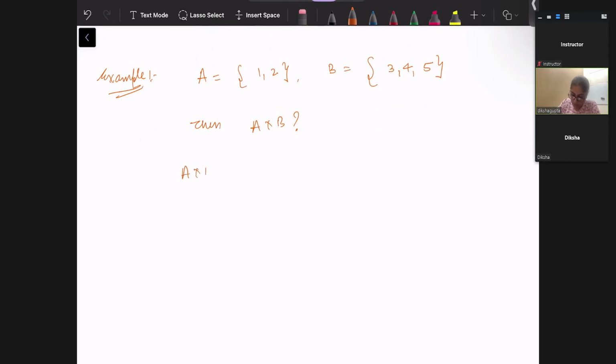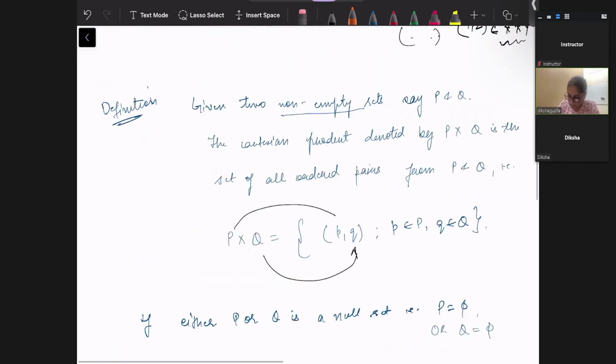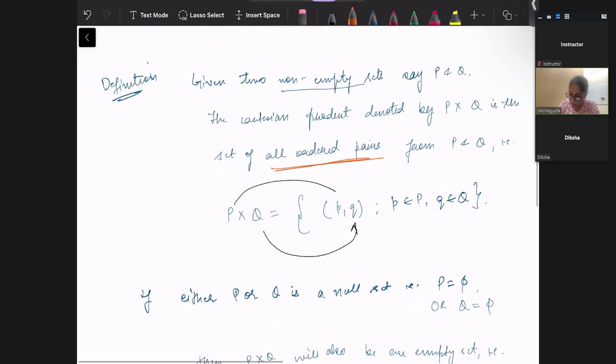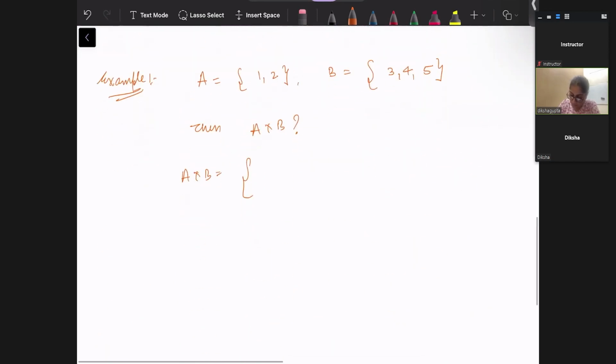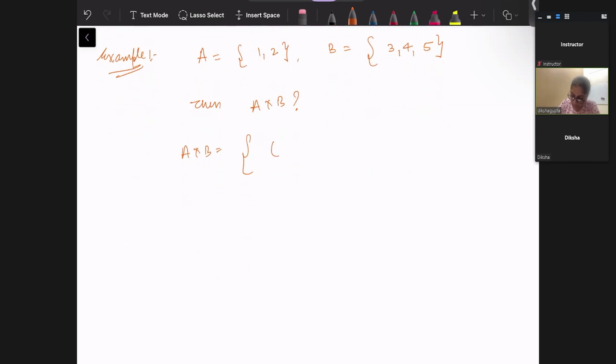So by the definition, what we have to do is just place all the ordered pairs from A and B to form A cross B. So the ordered pairs will look like 1 comma 3, 1 coming from A and 3 coming from B, then 1 comma 4 and 1 comma 5. Similarly, 2 comma 3, 2 comma 4 and 2 comma 5. So this will be our Cartesian product of A cross B. These will be the elements in A cross B. Okay.